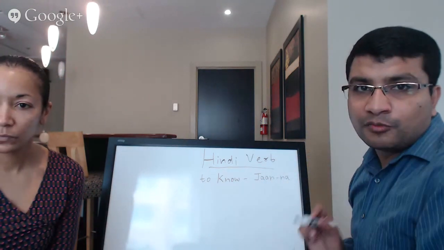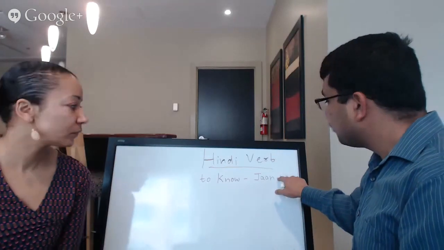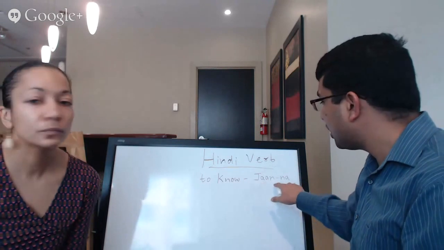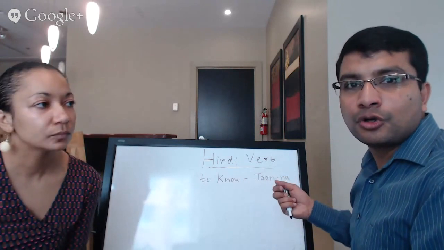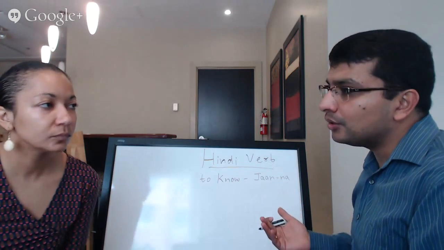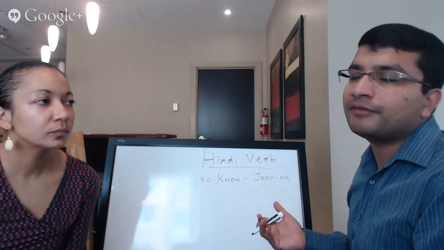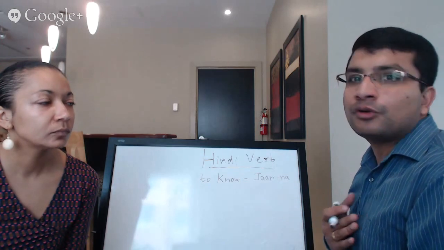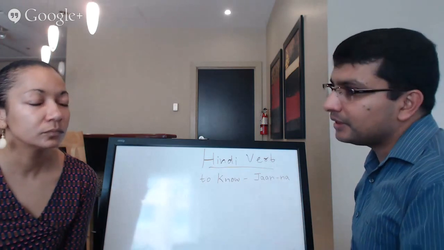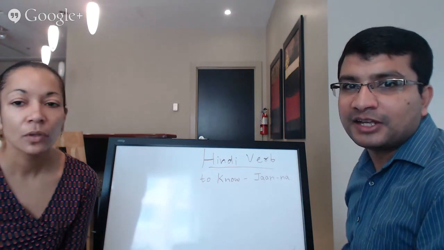It's one word, okay, but I'm putting a dash here so that way you can pronounce it properly. So it's janna, to know. So if I say मैं हिंदी जानता हूँ, that means I know Hindi. Or if I say I know Italian, so मैं Italian जानता हूँ, yes, I know Italian. Any other word, feel free to write it down.